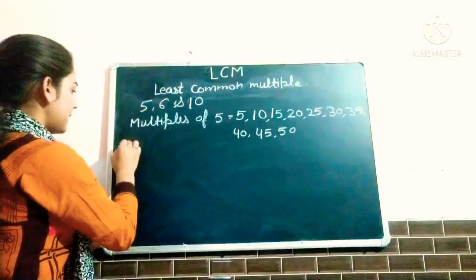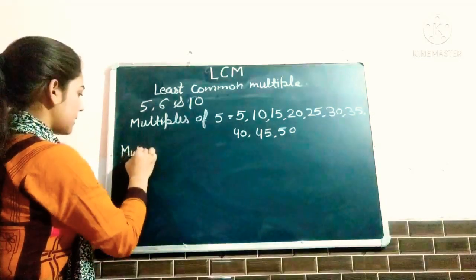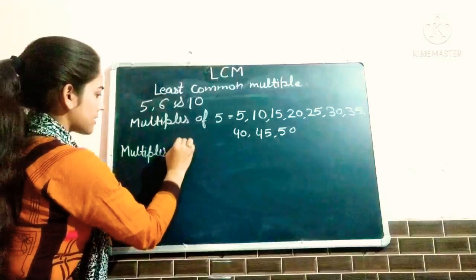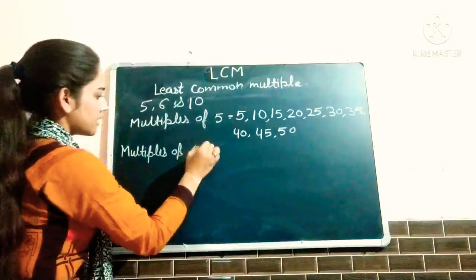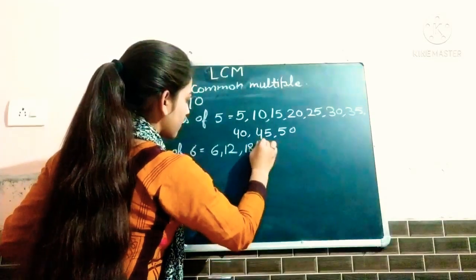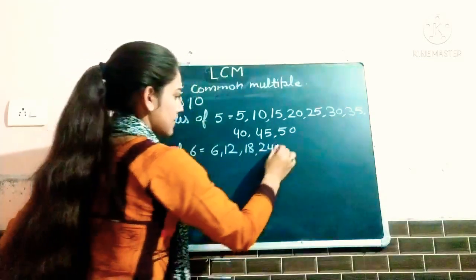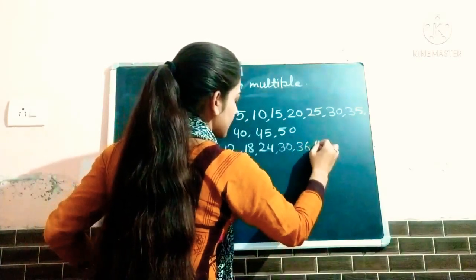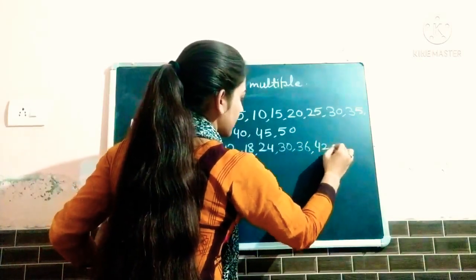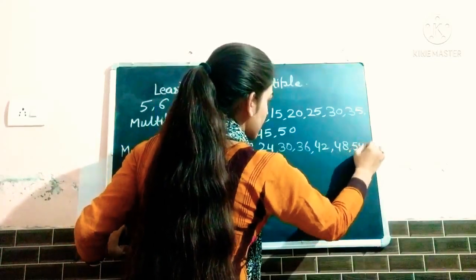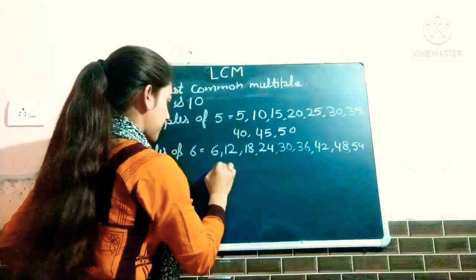Now write the multiples of 6. 6 ones are 6, 6 twos are 12, 6 threes are 18, 6 fours are 24, 6 fives are 30, 6 sixes are 36, 6 sevens are 42, 6 eights are 48, 6 nines are 54, 6 tens are 60.